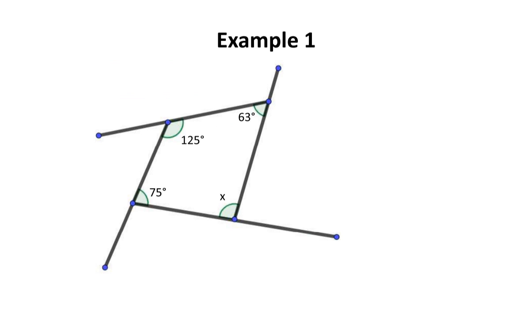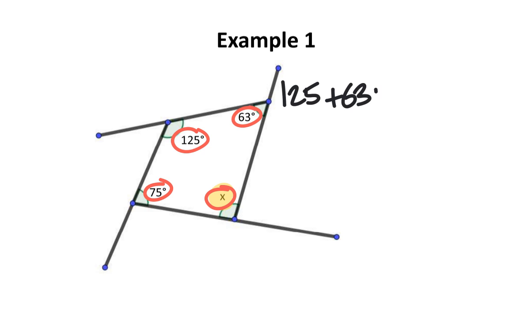In our first example, we need to determine this unknown angle. Based on our investigation, we already know that the sum of the interior angles within a quadrilateral must add up to 360 degrees. I can express this as an equation. 125 plus 63 plus 75 plus x is going to be equal to 360.